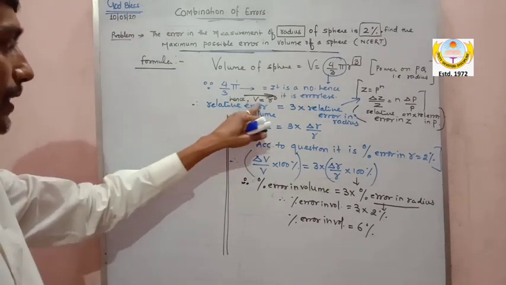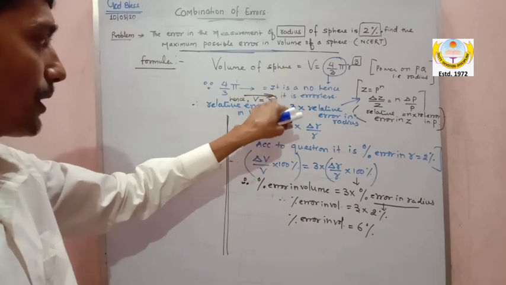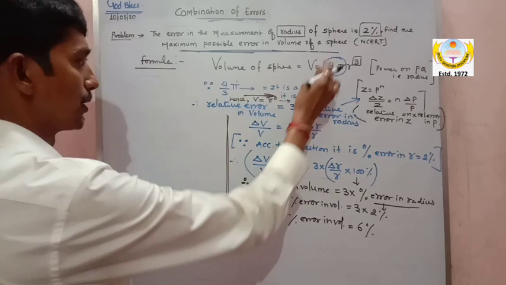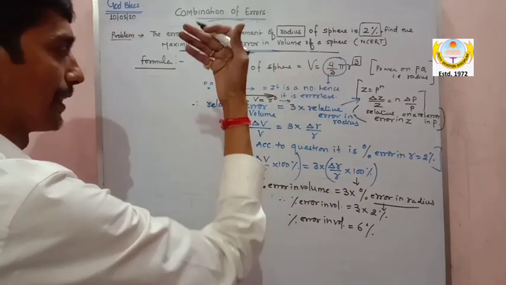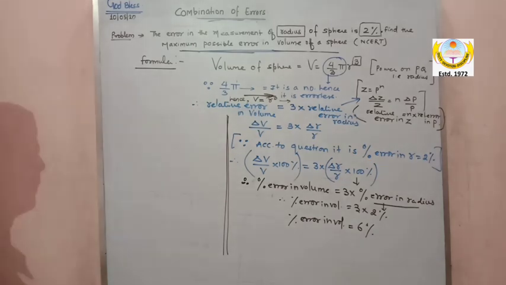So if V is equal to R cube, so of course by the power concept, the relative error in volume is equal to 3 into relative error in radius and so on. Because 4 by 3 and pi are numbers, they are errorless. So error in volume is so much. So now, my dear, this is the second sum which I told you to do. Now let's go to the next one.